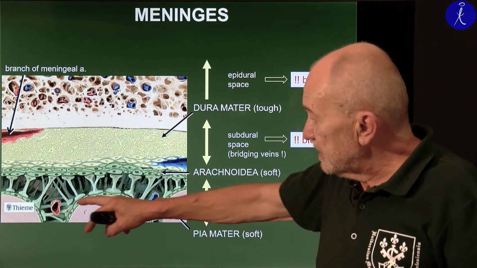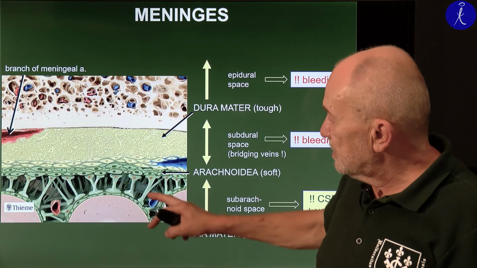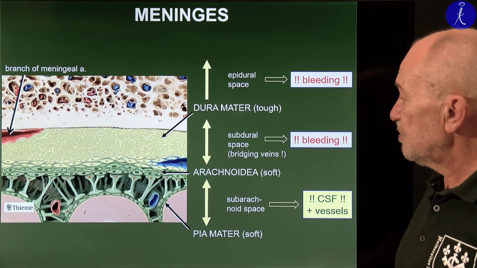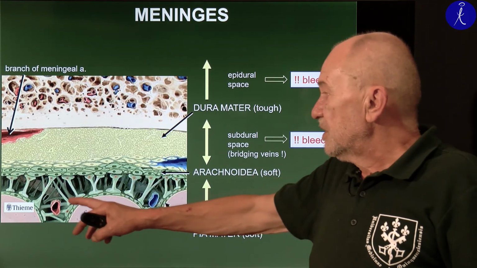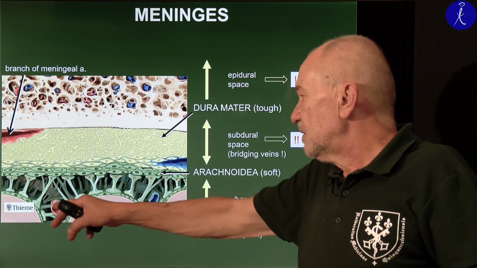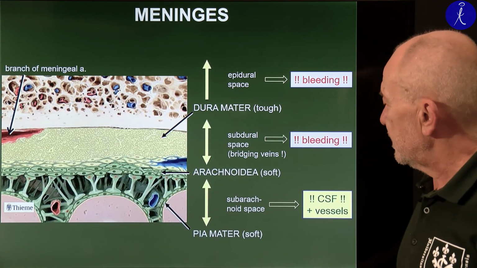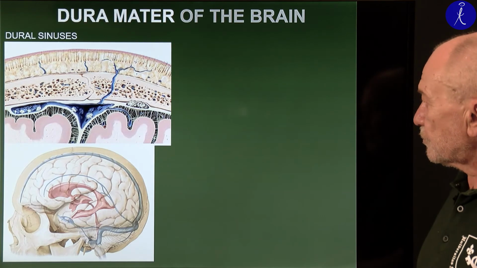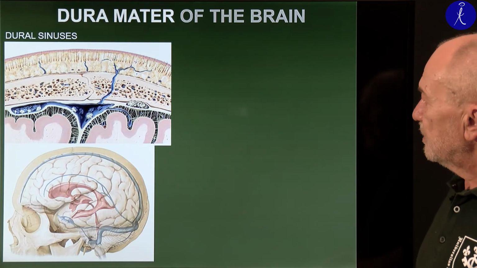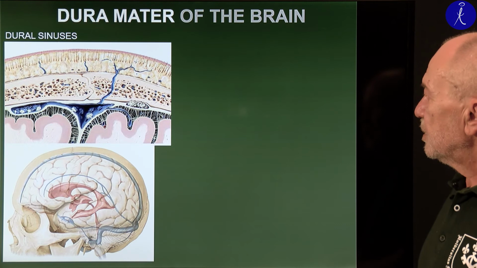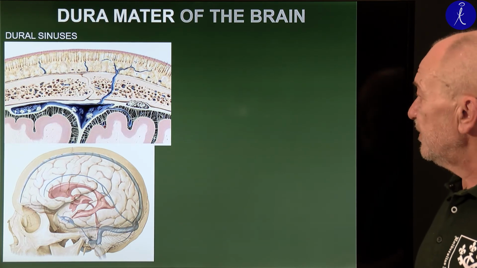Also, the vessels supplying the central nervous system or collecting venous blood from it are found here because they come outside or go outside the other layers of meninges. The dura mater of the brain, and here is the point where dural sinuses are to be briefly mentioned.